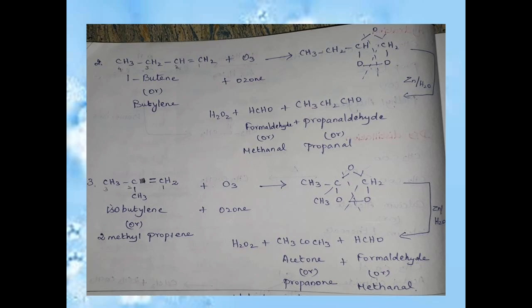Third one, isobutylene. The IUPAC name is 2-methylpropene. Here the first carbon and second carbon contain the double bond. The double bond is cleaved, and the first carbon gets one oxygen, the second carbon also gets one oxygen, and the third oxygen is shared by the first and second carbon. That ozonide compound is cleaved by zinc and water, and we always get hydrogen peroxide. Remaining things we are going to write, we get acetone and then formaldehyde.